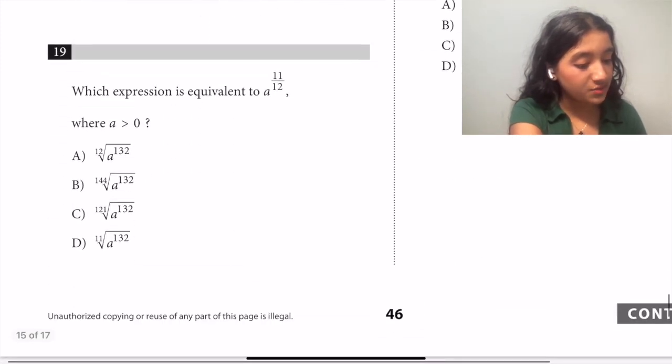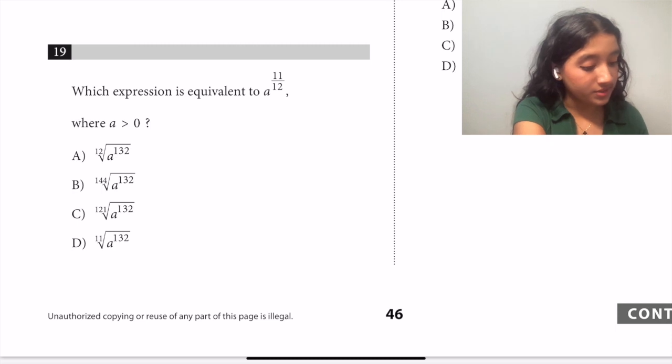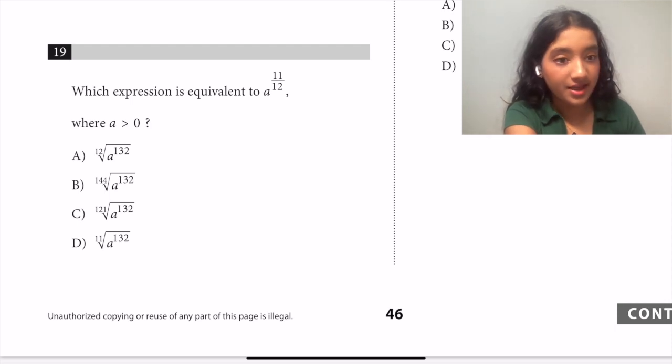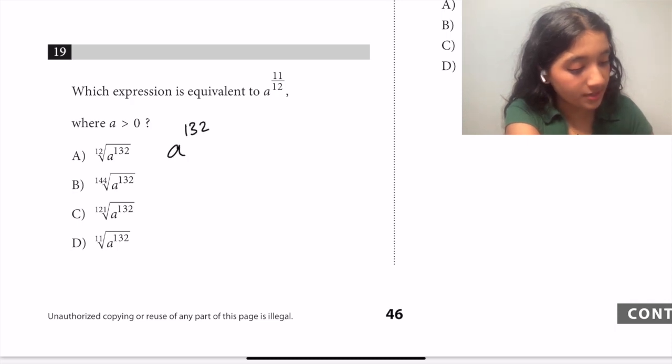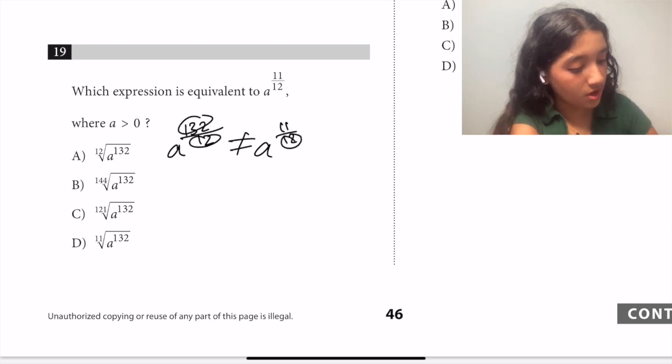So for question 19, we have which expression is equivalent to a to the power of 11 over 12, where a is greater than 0. So we can just look at the answer choices and see which one matches a to the power of 11 over 12. So we have a to the 132, and when you're taking the 12th root, that means you'll divide by 12. Well, that's not equal, because if the 12 is the same, the numerator should be the same as well, but they're not.